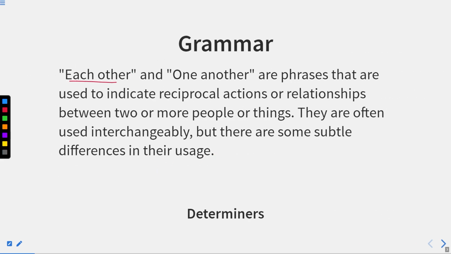First of all, each other and one another are phrases that are used to indicate reciprocal actions or relationships between two or more people or things. They are often used interchangeably, but there are some subtle differences in their usage. So each other and one another are used to show reciprocal relationships. Now, the word reciprocal, what does it mean?